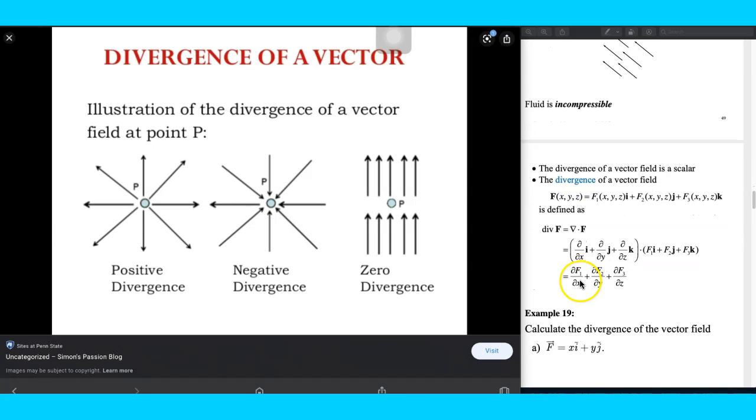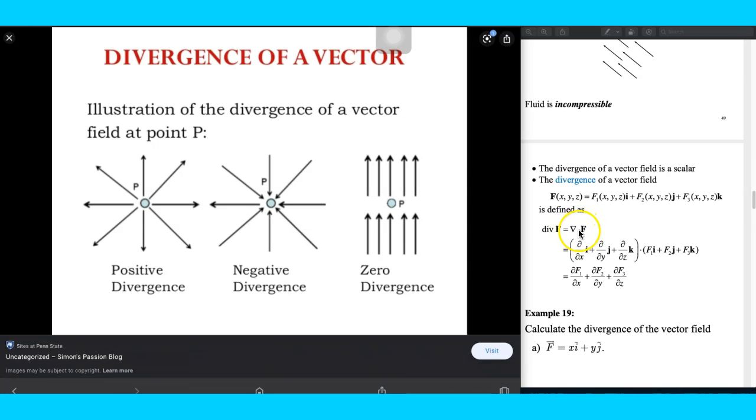Now how about the calculation to obtain the divergence of a vector field? How can you obtain the divergence of the vector field F? The formula is gradient dot F. Remember, for a vector field, you cannot just multiply the gradient and F, because F is a vector. When you multiply vectors, it can be either a dot product or a cross product. For divergence, you have to use a dot product.